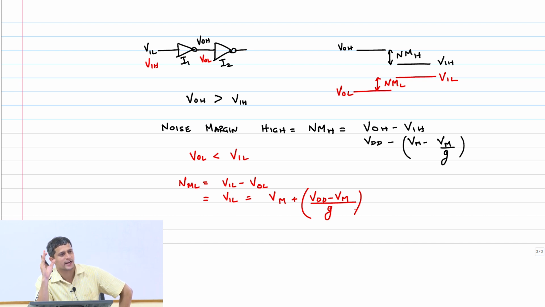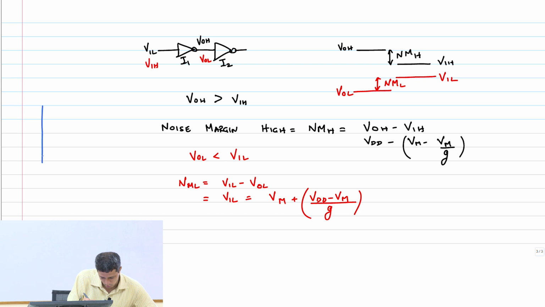Now, sanity check. Ideal inverter. What is G? Yeah? Infinity. What should the noise margin be? On the high side, VDD minus VM, right? Because for the ideal inverter, the VTC is going to look like this, right? It starts abruptly at VM, it will fall.